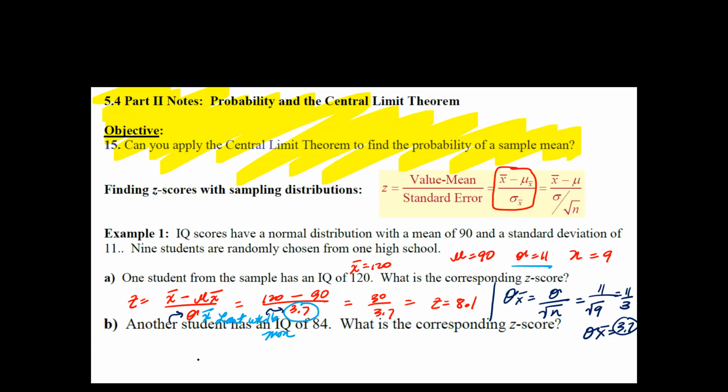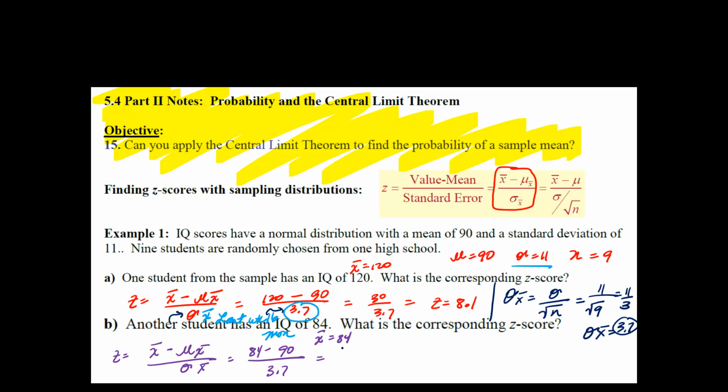All right, let's take a look at B. It says another student has an IQ of 84. So then that's going to be your X value, 84. And then what is the corresponding z-score? So then looking at this, you know your z-score is going to be equal to X bar minus μ X bar divided by the standard deviation X bar. So then your answer here is you're going to use 84 first, minus your μ X bar, which is 90, that was given from the example, divided by your standard deviation X bar, which we just found is 3.7.